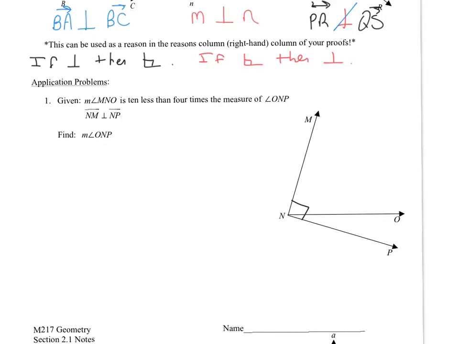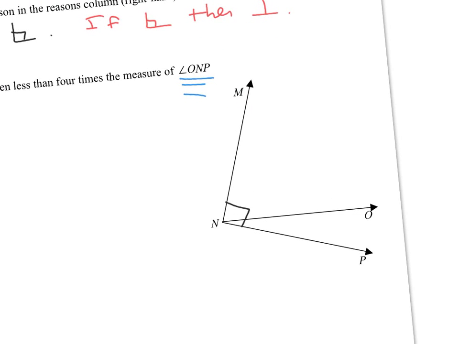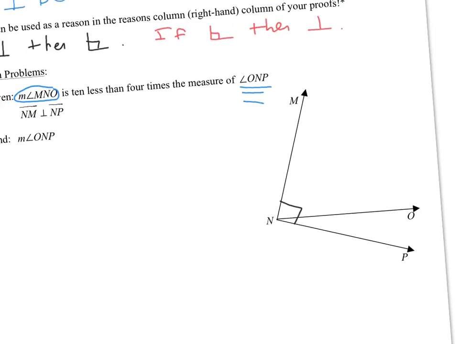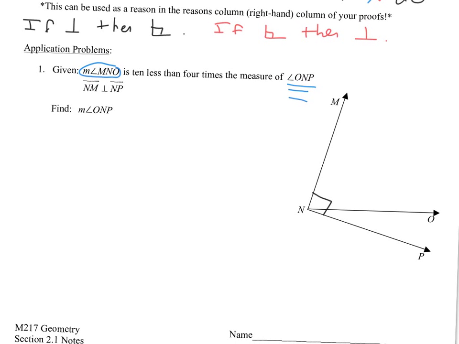So one thing we know is that the measure of MNO is 10 less than 4 times the measure of ONP. We're given a lot of information here about MNO and nothing about ONP. So ONP I'm going to call x, and I'm going to write x in the angle. And then MNO is 10 less than 4 times the measure of that. So 10 less than anything, you need to subtract 10 after the fact. So 4 times that angle minus 10.